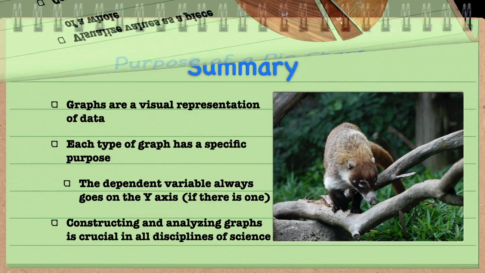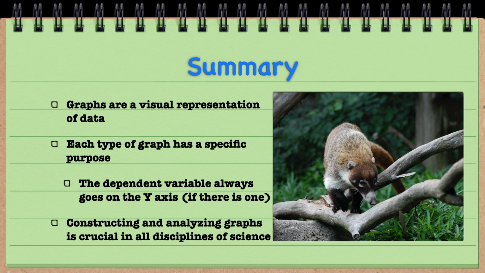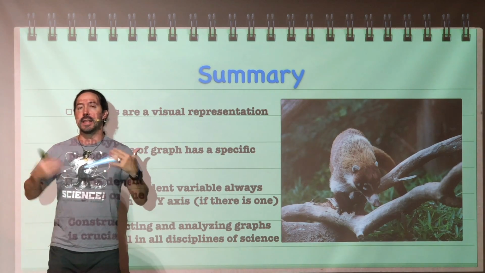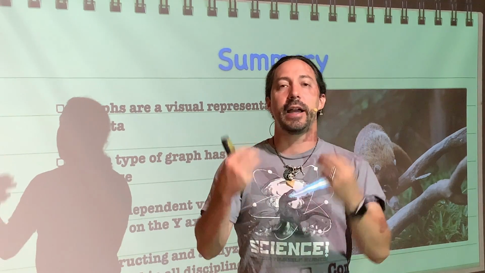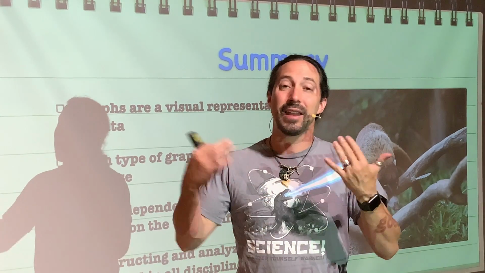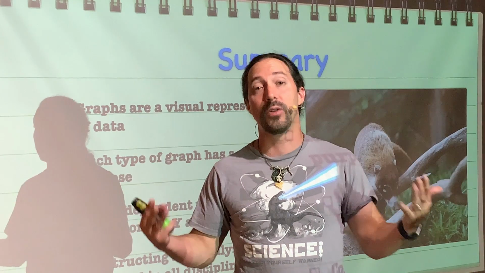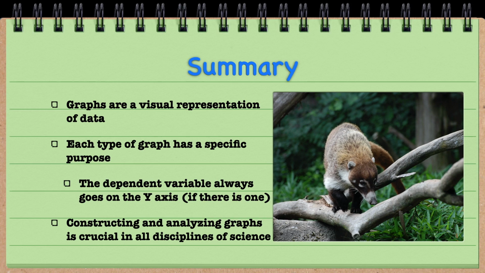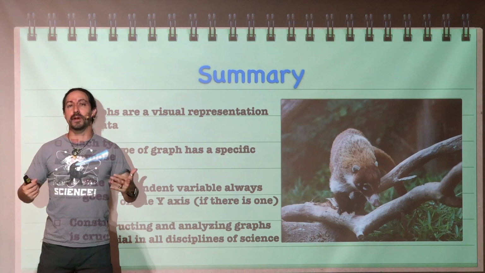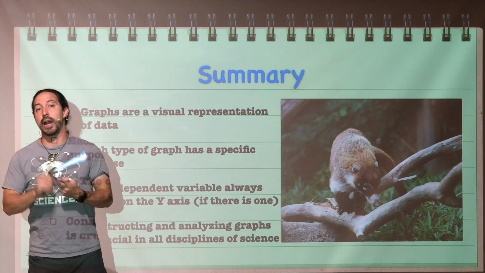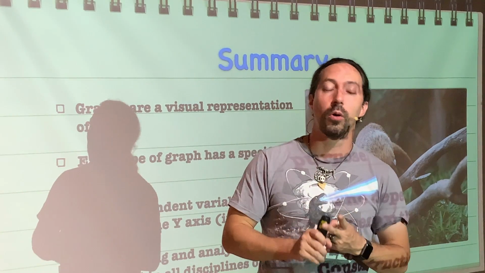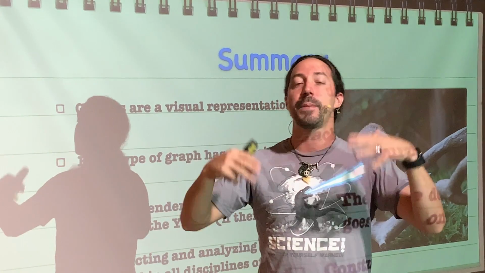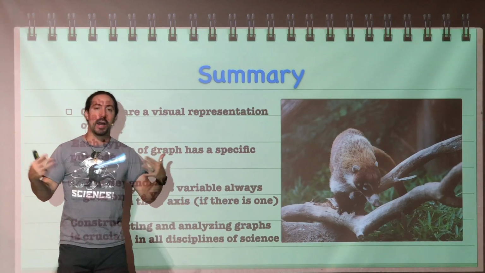In summary, graphs, they are a visual representation of our data. They allow us to have a nicer view of our data set, which a lot of times is very hard to understand when you're only looking at numbers. It's sometimes really hard to see what the numbers are telling us without having a nice visual representation, which a graph gives us. And each type of graph has a specific purpose. If it's continuous data, we would want to use a line graph. If it is going to be categorical data, then we're going to use a bar graph. And if it is a percentage of a whole, we are going to use a pie chart.